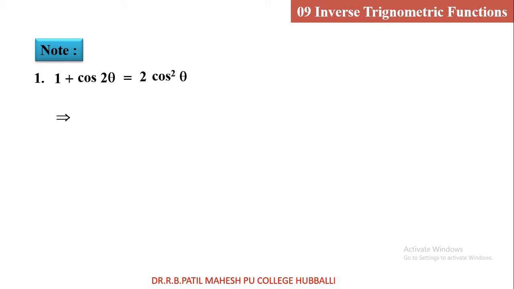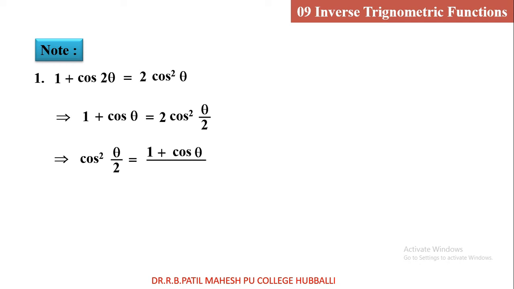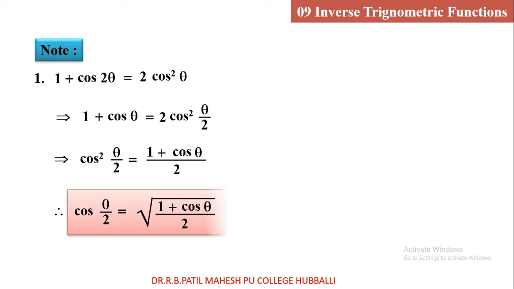Dear students, from this you can express the half angle formula like 1 plus cos theta is equal to 2 cos square theta by 2. So from this, if I go on simplifying it, taking 2 to the left side, so that cos square theta by 2 is equal to 1 plus cos theta divided by 2. So I want only cos theta by 2. So let me take cos theta by 2 only is equal to, square will go to the right side, so root of 1 plus cos theta divided by 2. So this is a formula for cos theta by 2.